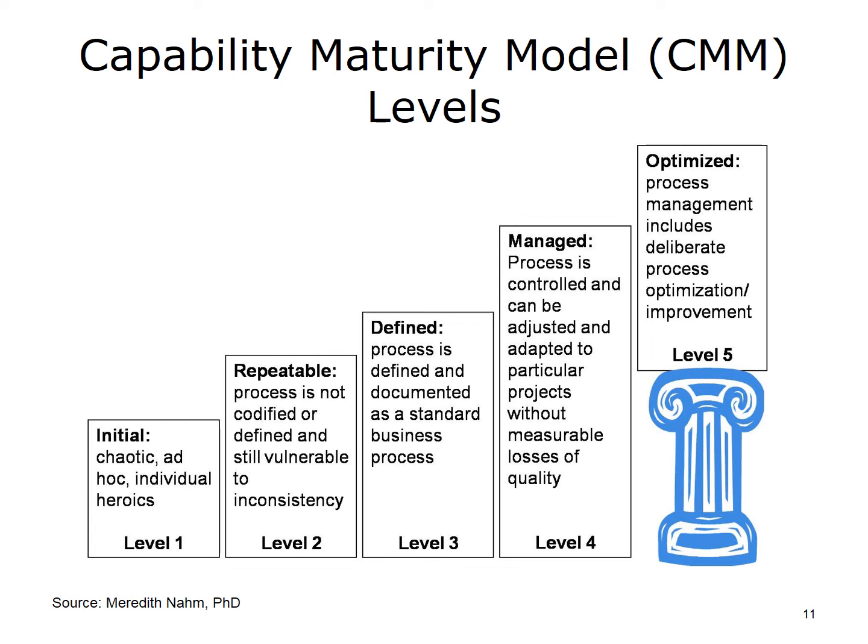Level 5, Optimized. It is a characteristic of processes at this level that the focus is on continually improving process performance through both incremental and innovative technological changes, improvements.